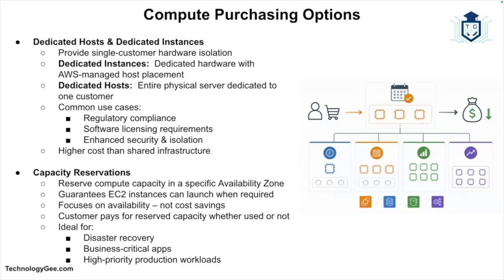And then we have what is called a capacity reservation. So imagine launching a critical application and finding out there's no available capacity. That's where capacity reservations come in, because they allow you to reserve compute capacity in a specific availability zone, ensuring your instance can launch when needed.